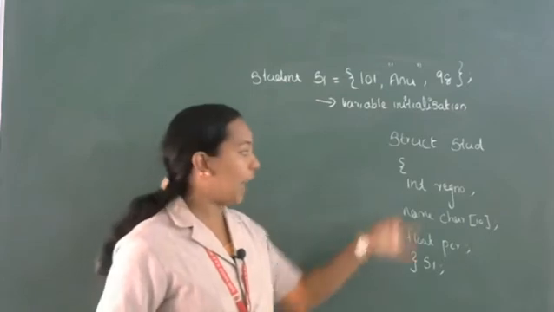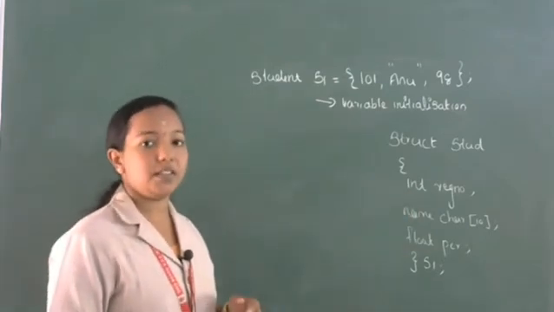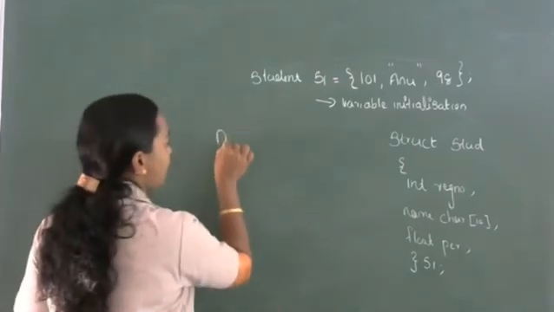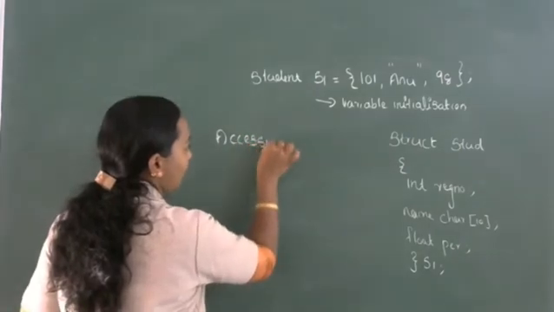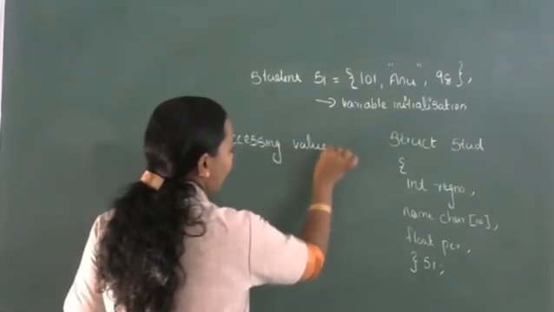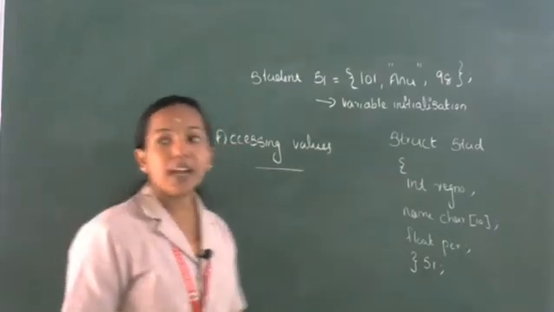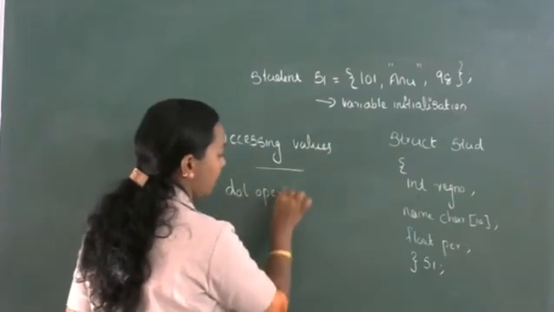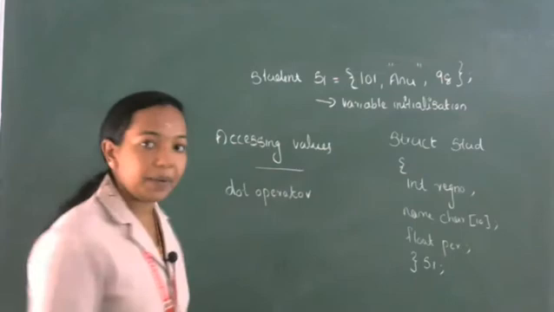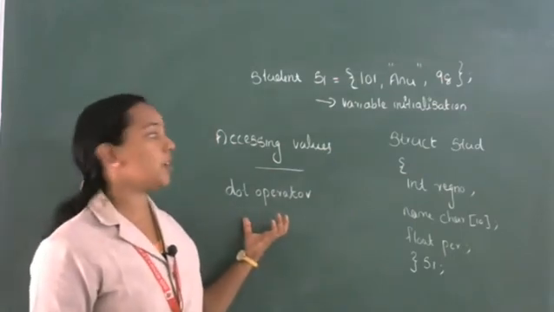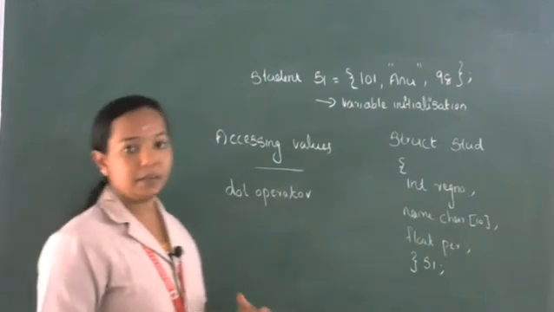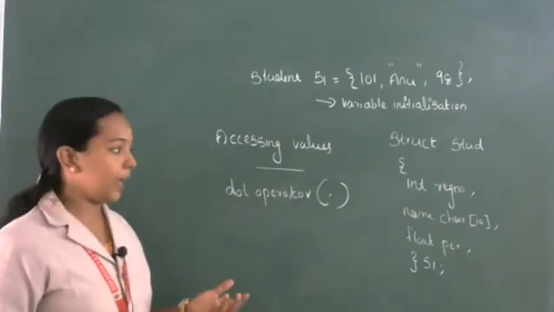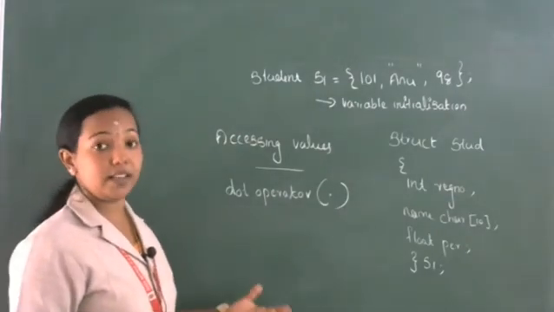If you assign values to these variables, the next procedure is how we access values from this variable. So the next step is accessing values from a variable. For accessing values from a structure variable, we use a special operator called the dot operator. Which operator are we using? Dot operator, for accessing values from a variable. It is represented by a dot.